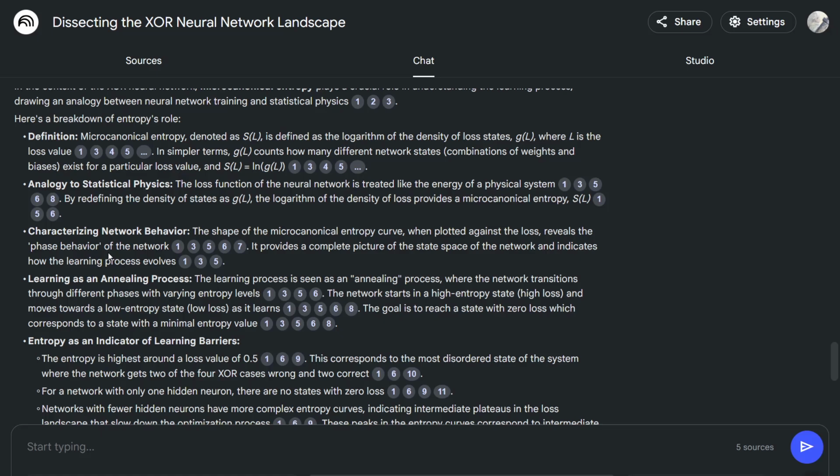Because remember, we started with just 2 hidden neurons, which felt like barely enough to even solve the XOR problem. Right, and the researchers actually took this even further, going all the way up to 18 hidden neurons. Wow, that's like 9 times more complex than our original network. Yeah, and what they found was that by calculating these microcanonical entropy curves for bigger and bigger networks, there was this interesting trend. What happens to those curves when you add more neurons?